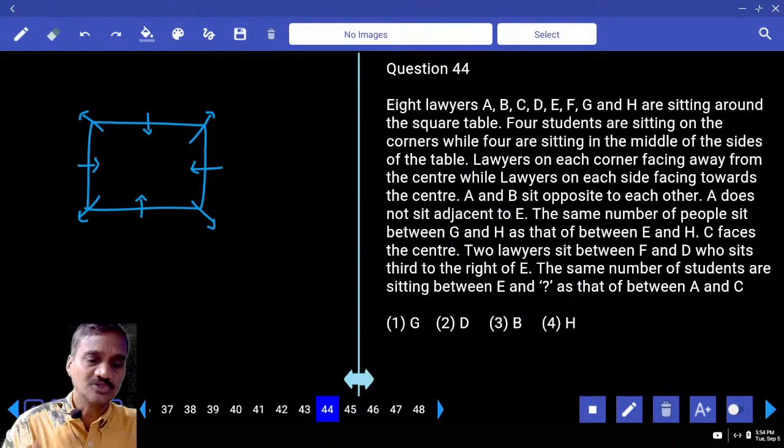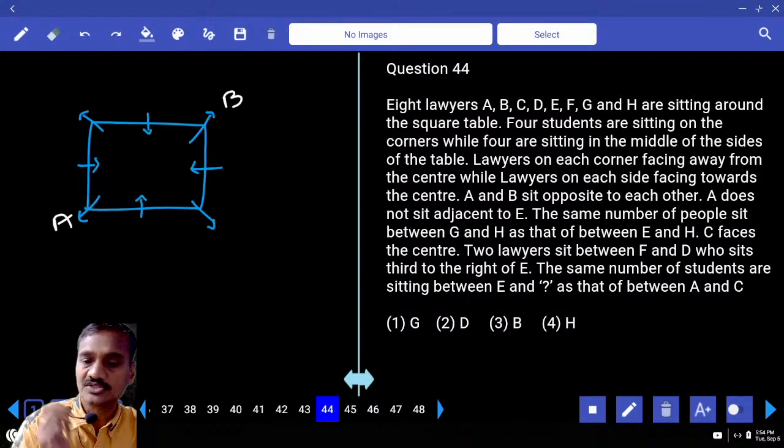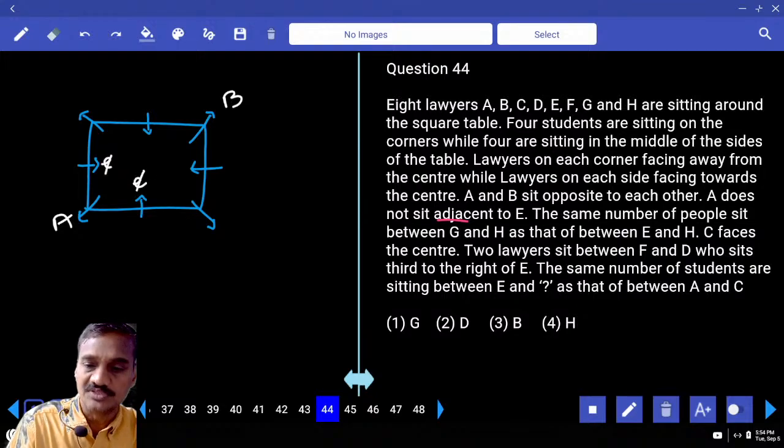A and B sit opposite to each other, but they are not facing towards each other, right? That means the only possibility is A and B must be at the corners. Then only they are opposite but not facing. And next one, A does not sit adjacent to E. Hence E cannot be in these 2 places.